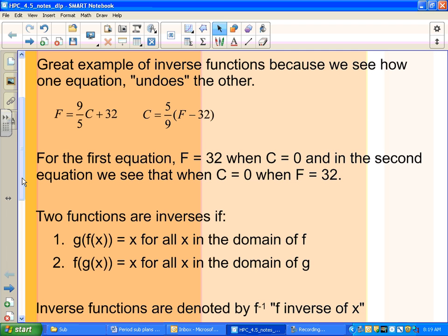And if we did the same concept thinking about Celsius, if we put a 32 in for the control variable f, then we would get a c value equal to 0. So what's happening is our dependent and our control variables are swapping, and one equation is undoing the other one. So that is the concept of an inverse function. We'll take a look at it algebraically. We'll also take a look at it graphically.